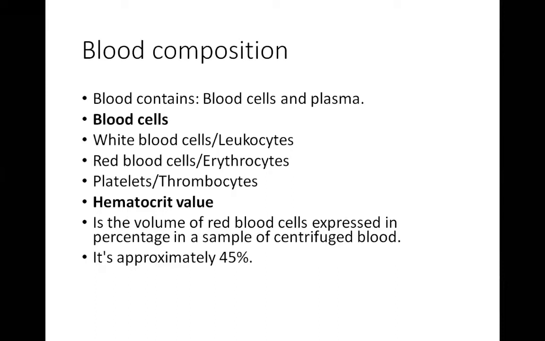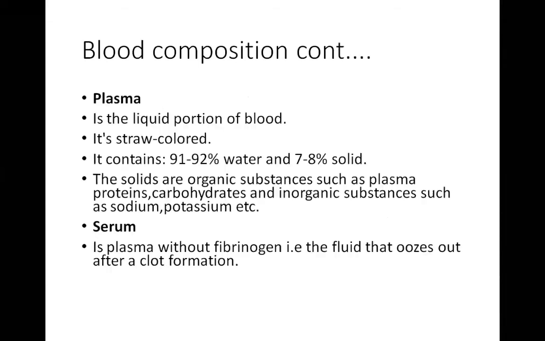So blood contains blood cells and plasma. So blood cells, we have 3 types. The white blood cells, which are also called the leukocytes. The red blood cells, also called the erythrocytes. Platelets, also called the thrombocytes. So here, the blood has a hematocrit value, which is the volume of the red blood cells expressed in percentage in a sample of centrifuged blood. It is approximately 45%.